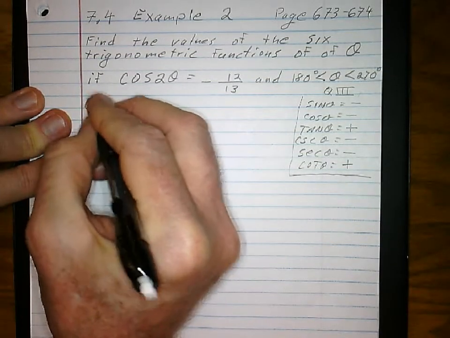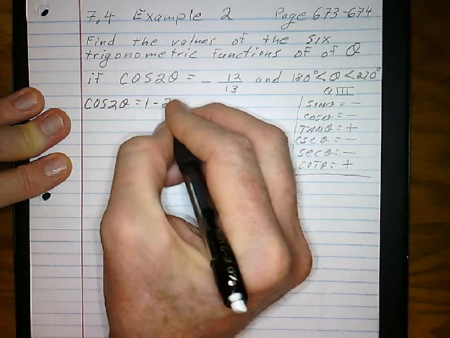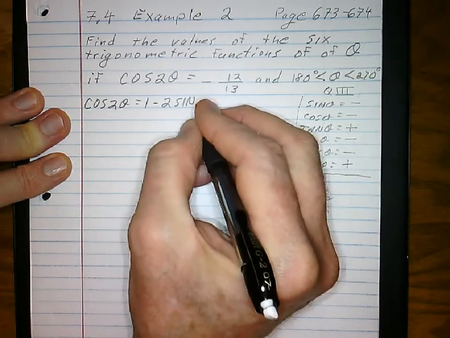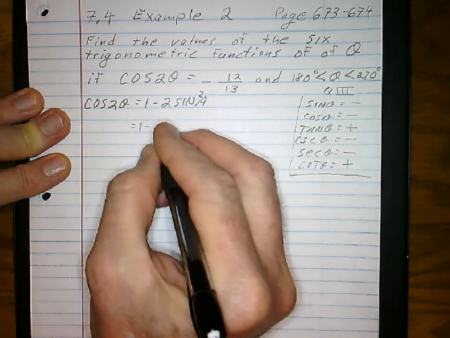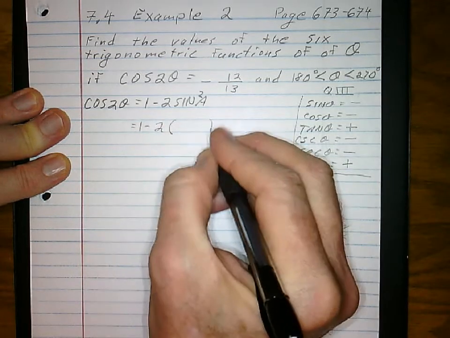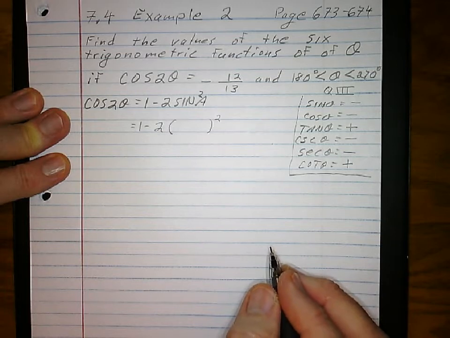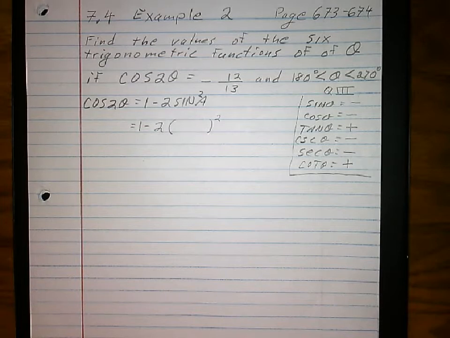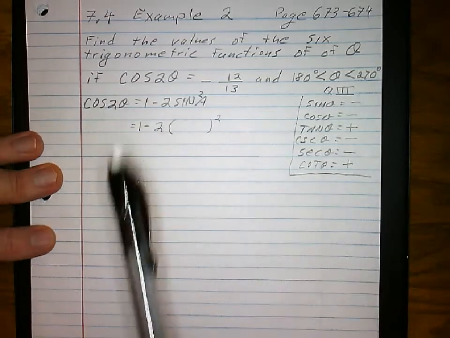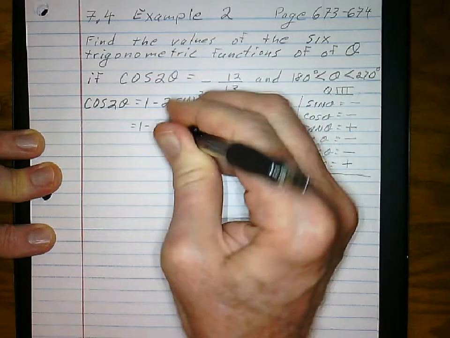I'm going to say cosine of a double angle equals 1 minus 2 times sine of the single angle squared. So that's 1 minus 2 times sine of A squared. Oh, but heck, I don't know what sine of A is. I can't do that formula yet. What should I do? Oh, what do I know? I don't know what sine of A is. I put my parentheses in the wrong spot.